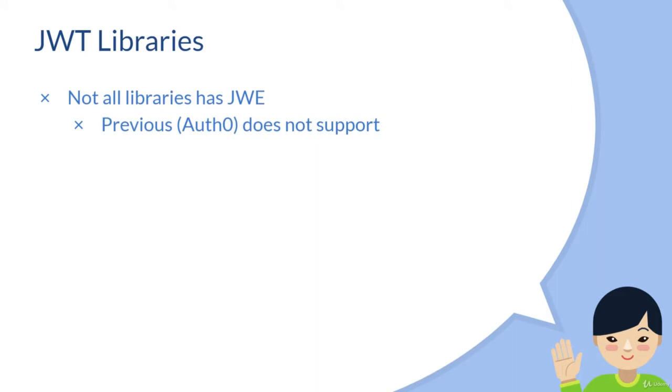Unfortunately, not all JWT libraries implement the JWE specification. For example, in the previous sample code, we used Auth0 for the JWS token, which is easy to use in my opinion. But this library does not support JWE. In this sample code, we will use a more complete library, Nimbus.